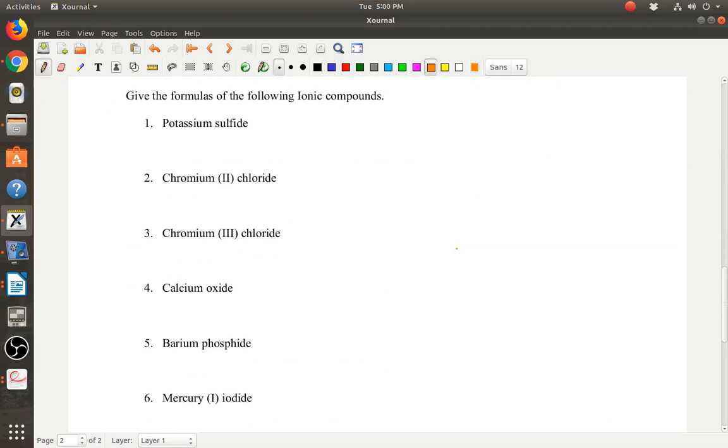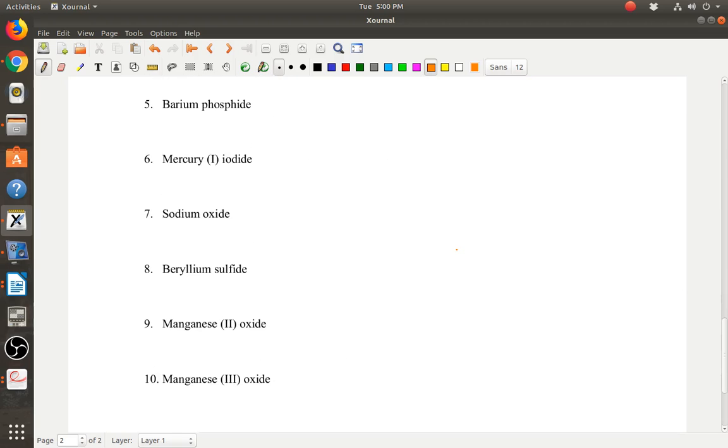Oh, I guess I should do some down here. Let's go ahead and do number 9 and 10. Manganese is Mn. This is easy now. This tells me use the +2 charge. Oxide is oxygen, it's a -2. It already equals 0. That's the formula.